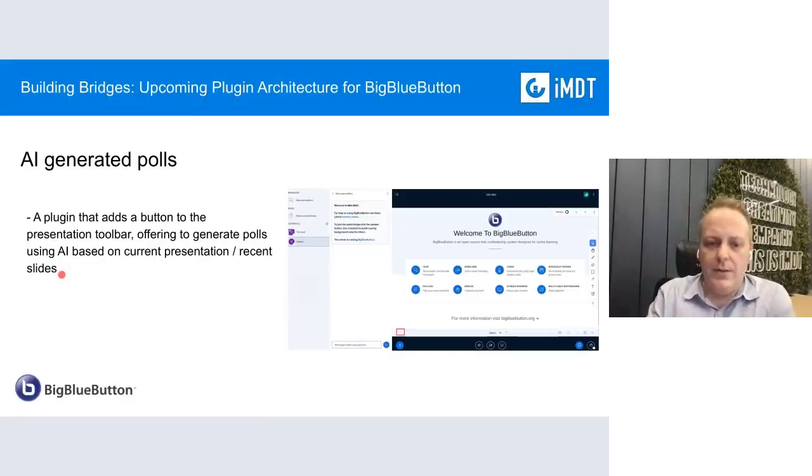So one of the things that are going to be possible is creating AI generated polls. So basically it's a plugin that adds a button here. And then when you click this button, it will call an AI API, let's say like ChatGPT or something, providing the text of the current slide or of the last 5 slides, something like that.